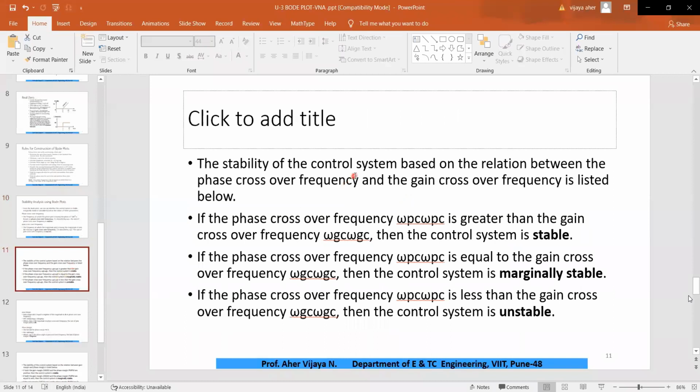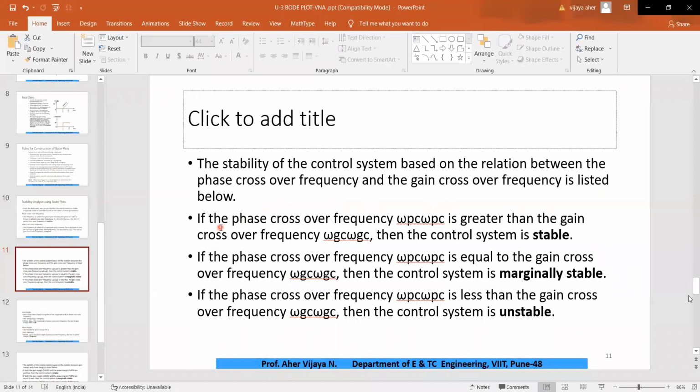The stability of the control system based on the relation between the phase crossover frequency and gain crossover frequency is listed below. बघा आता आपण स्टॅबिलिटी कशावरनं ठरवतोय? स्टॅबिलिटी आपण ठरवणार आहे कशावरनं? फेज क्रॉसओव्हर फ्रिक्वेन्सी अँड गेन क्रॉसओव्हर फ्रिक्वेन्सी. So the stability of control system based on the relation between these two. Okay, now that is explained over here.